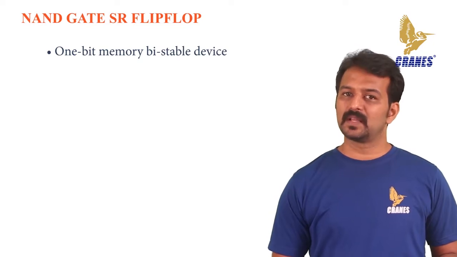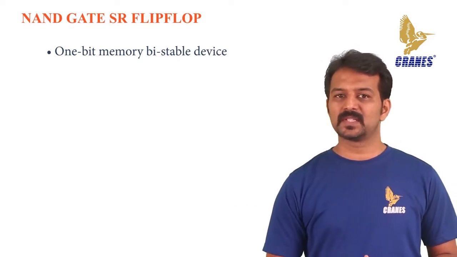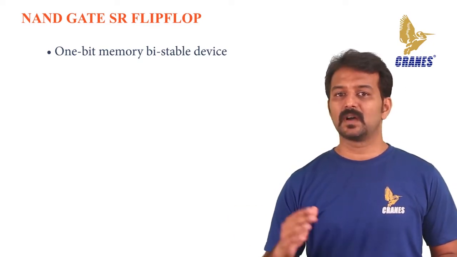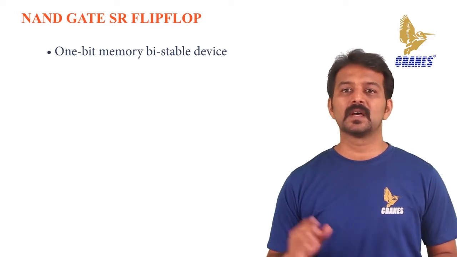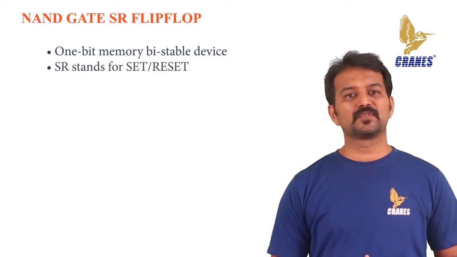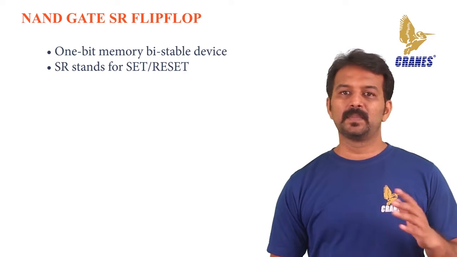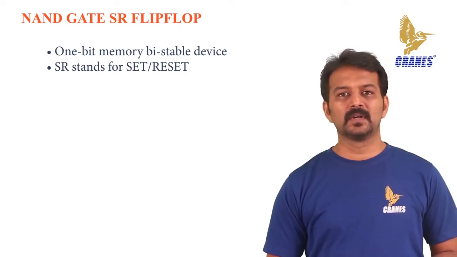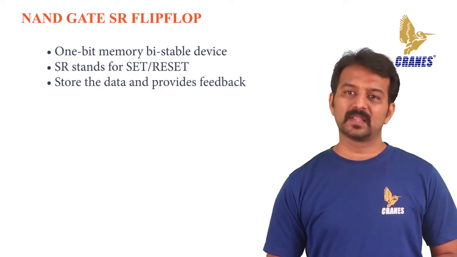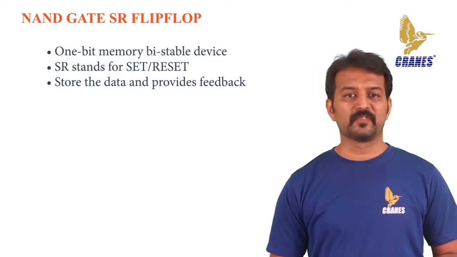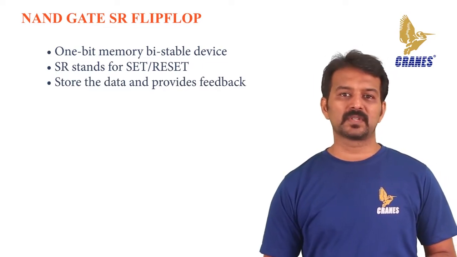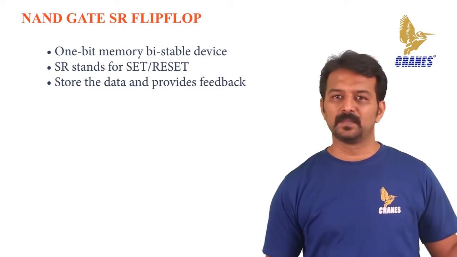1, and it is labeled as S. The other is known as reset, which will reset the device, that is output will be 0, and it is labeled as R. The RS stands for set or reset. The basic NAND gate RS flip-flop circuit is used to store the data and thus provides the feedback from both of its outputs again back to its input.